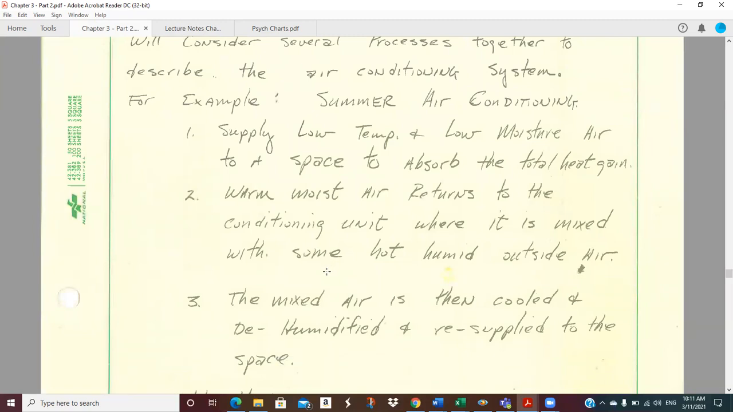basically the idea is we're going to supply low temperature, low moisture air to the space to absorb the total heat gain. So the air will be dry enough that it will control the humidity, and cool enough that it will control the space temperature. Warm moist air returns to the conditioning unit where it's mixed with some hot humid air from outside, and then the mixed air goes across the coil, dehumidified and resupplied to the space.